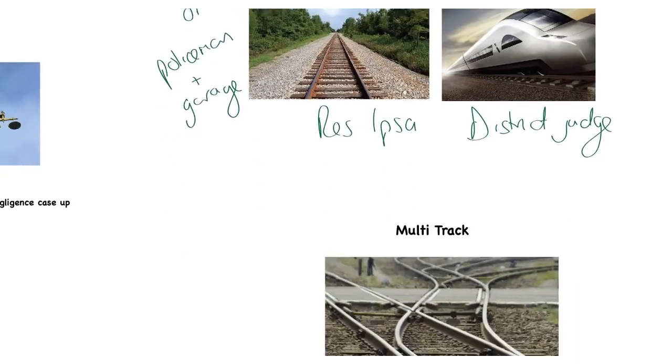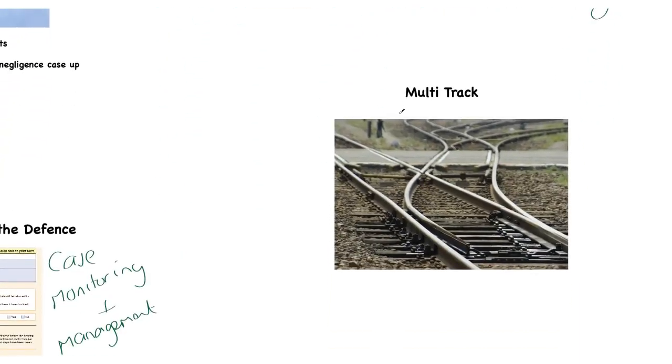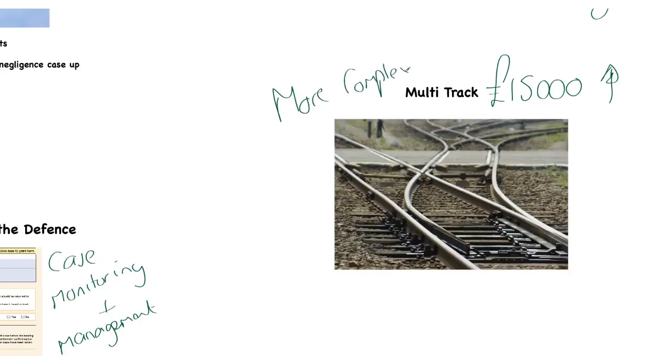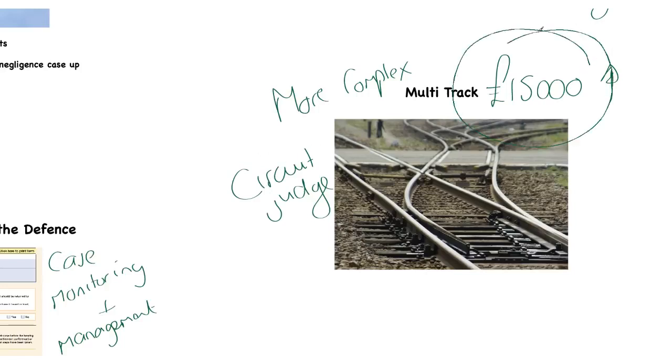The multi-track system are for our big hitting offences. We are talking about over £15,000. So big cases. These are more complex. And they're almost always heard by a circuit judge. So a far more serious judge. And they will deal with any claim that isn't in the scope of the fast or the small claims track. And that's normally because of its complexity or because of its value.